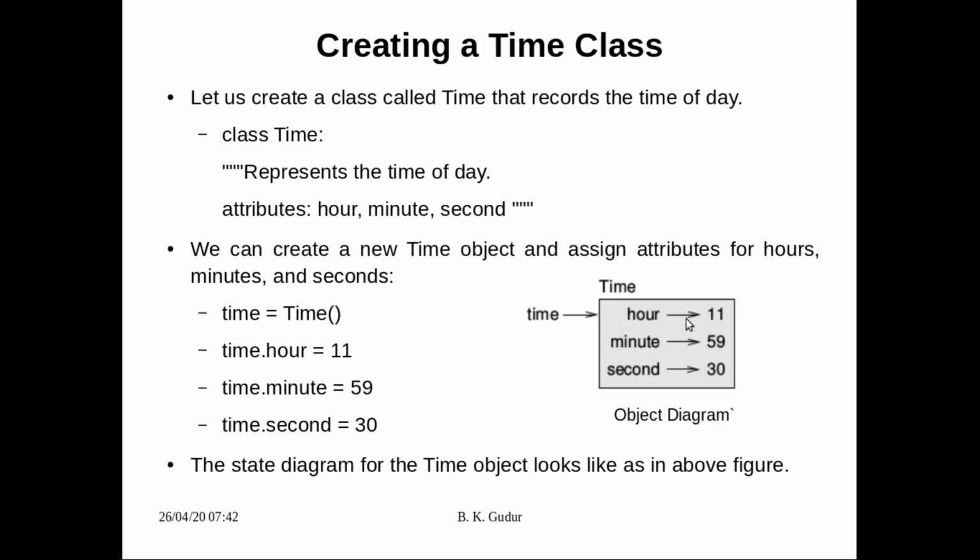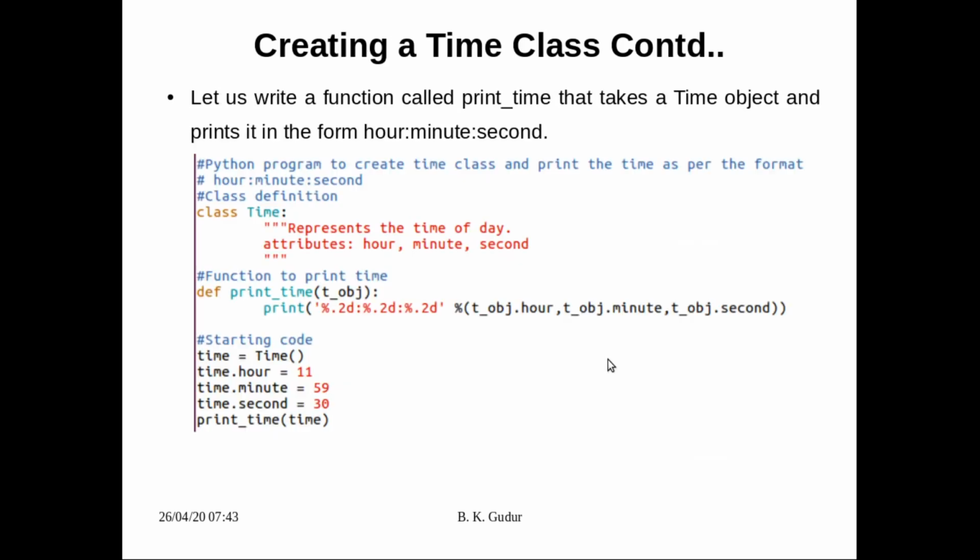So this is the object diagram. The name of the class is Time and the name of the object is time. Here this is capital T, this is small t, and it has three attributes: hour, minute and second. Hour has value 11, minute has value 59, whereas second has value 30.